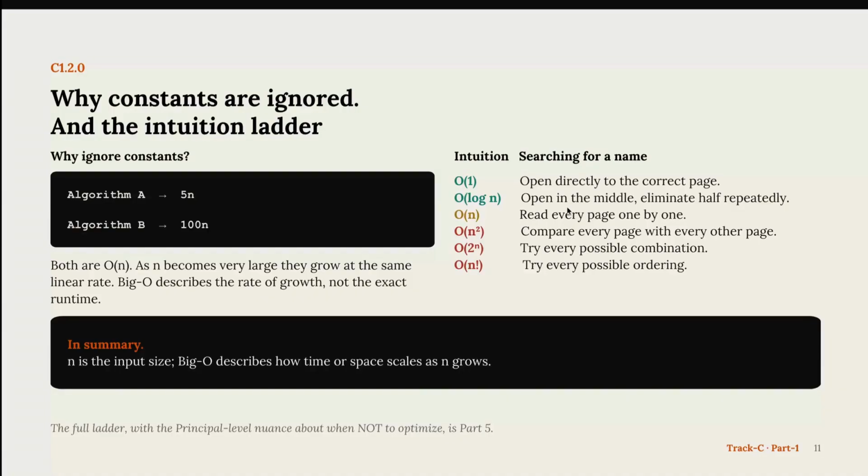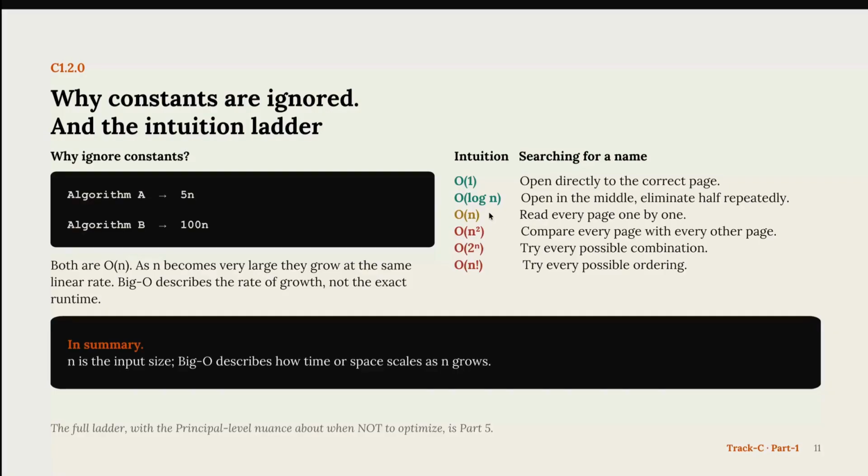You would split the big array into two. You'll open in the middle and compare, asking whether the number is in the left half or the right half. So with log n, you're always eliminating half. Reading every page one by one is O of n. Like we saw, if every element needs to be accessed in an array, it is O of n.